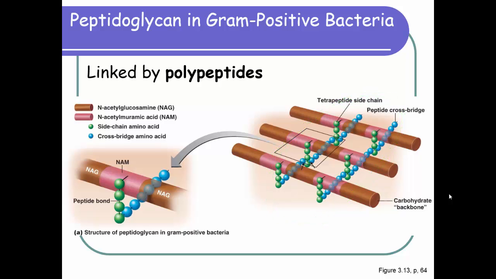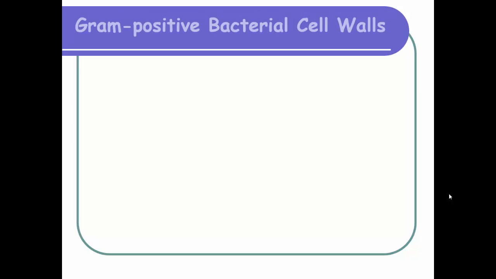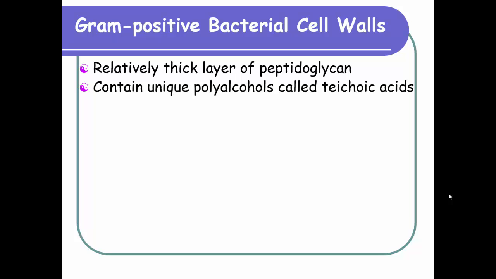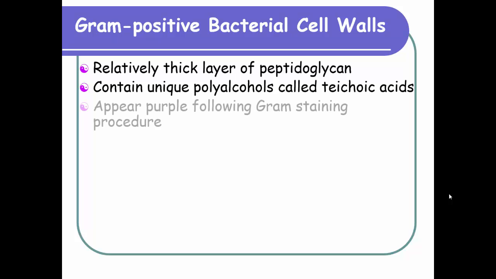Here we will use a polypeptide cross bridge that will actually then tie these logs together, forming a very strong layer of peptidoglycan. In the gram-positive bacterial cell wall, we have a relatively thick layer of peptidoglycan. We have numerous layers of these peptidoglycan sheets piled on top of each other. They contain unique polyalcohols called teichoic acids that actually will tie the layers together. It's kind of like in a laminate wood. You have layer upon layer of wood fiber laid on top of each other and glued together. The teichoic acids would be the glue, the wood fiber layers would be the peptidoglycan layers. They appear purple following gram staining.